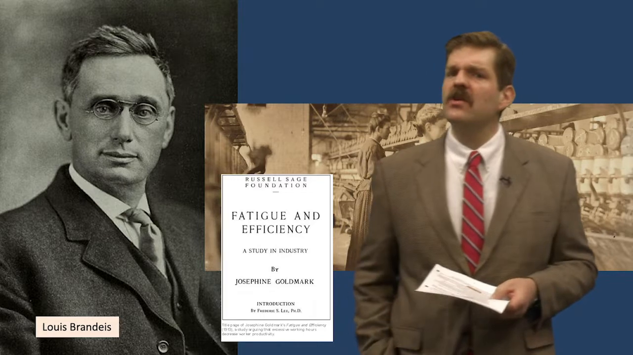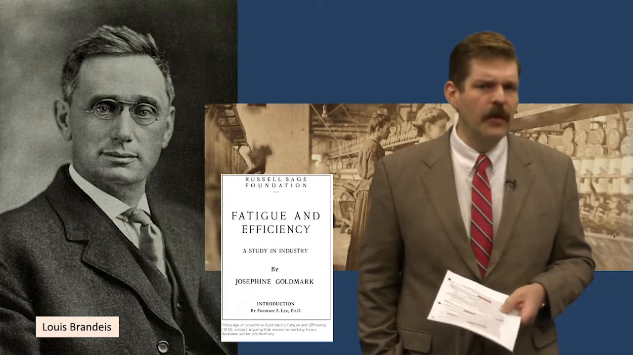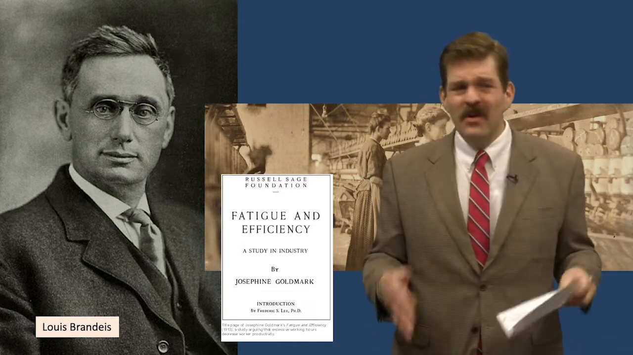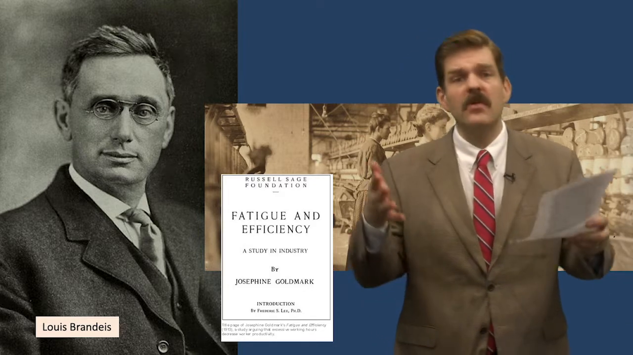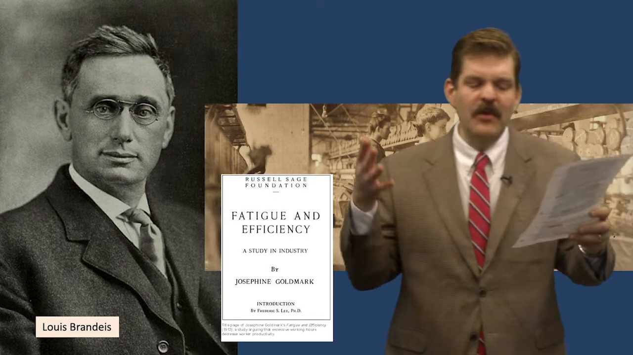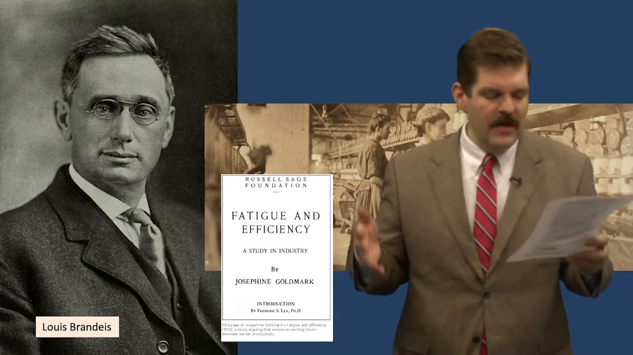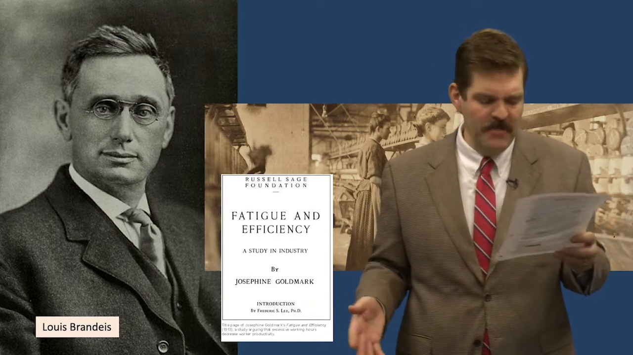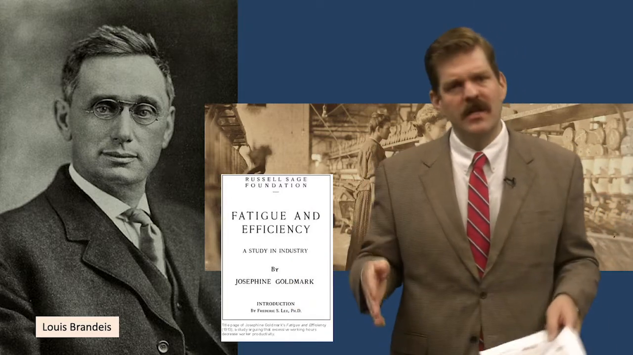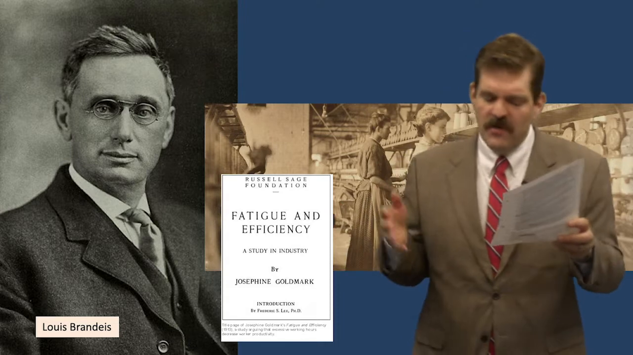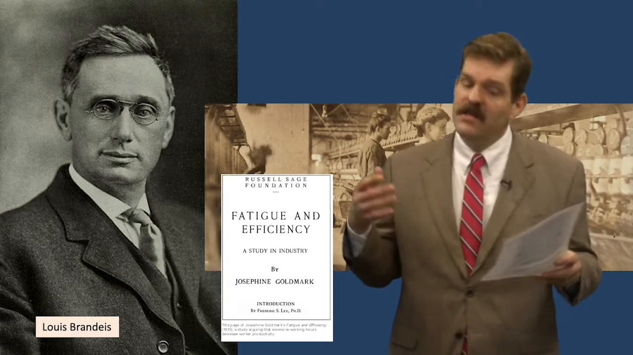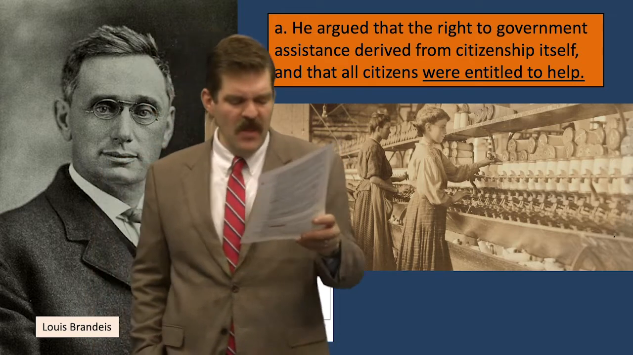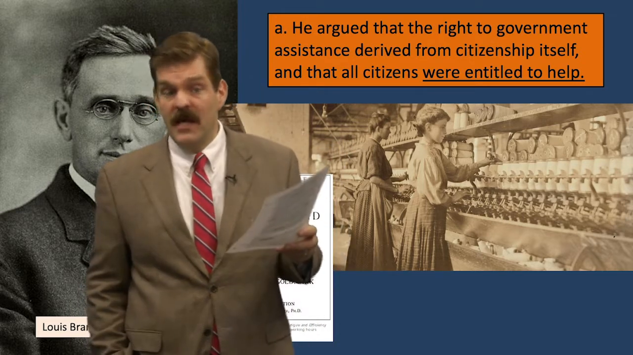And he doesn't make this argument with legal briefs, as would normally be done, with precedent and laws and how courts have ruled in the past, but on social science evidence, which becomes known as the Brandeis brief, and became a new legal technique, relying not on legal precedent or references to law, but on social science to make its claim. But Brandeis wasn't a protectionist, at least not in the big picture. He wanted universal economic entitlements, like a right to a decent income and government assistance derived from citizenship itself, arguing that all citizens were entitled to help.